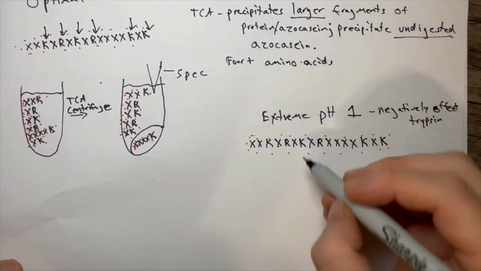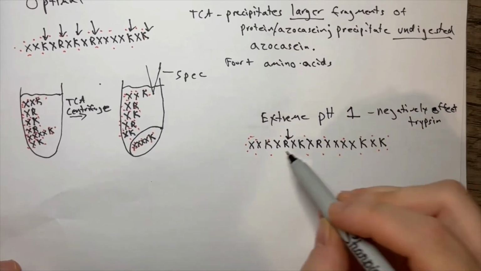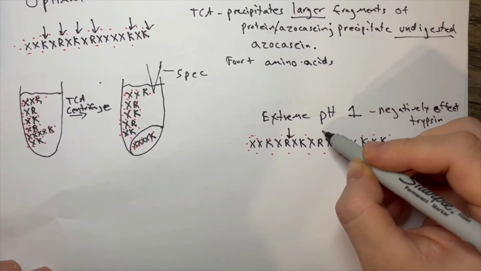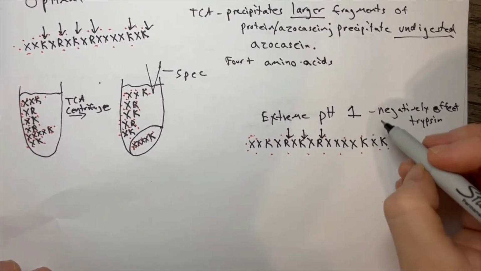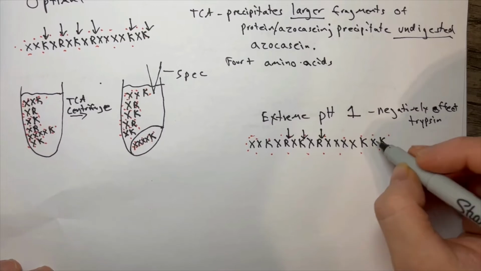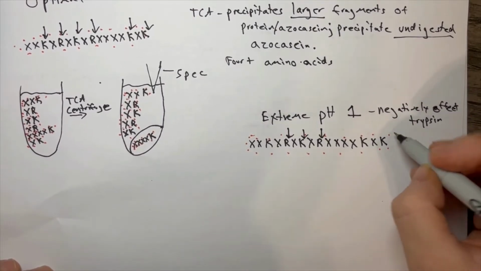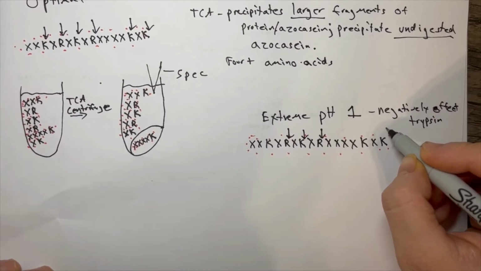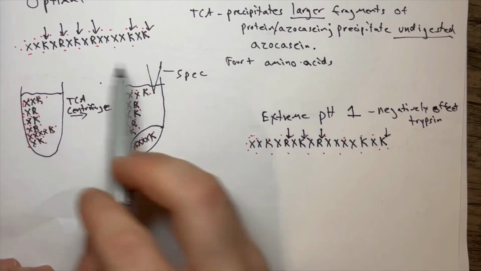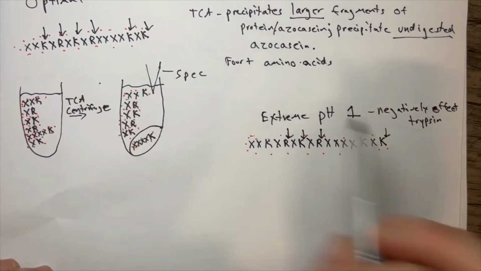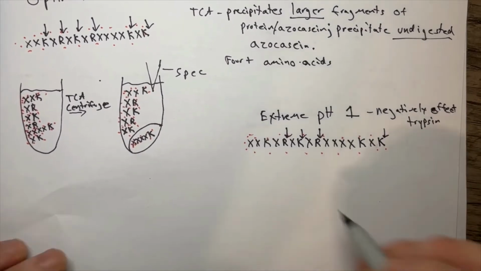It's going to miss some of these fragments. So let's say it misses that first one, but it can cleave here. Misses that one, can cleave here. Maybe it can cleave here and here. Now, maybe it can cleave here too, right? So up here we had a total of 6 cleaves. We had 4 cleaves down here because of the extreme pH.